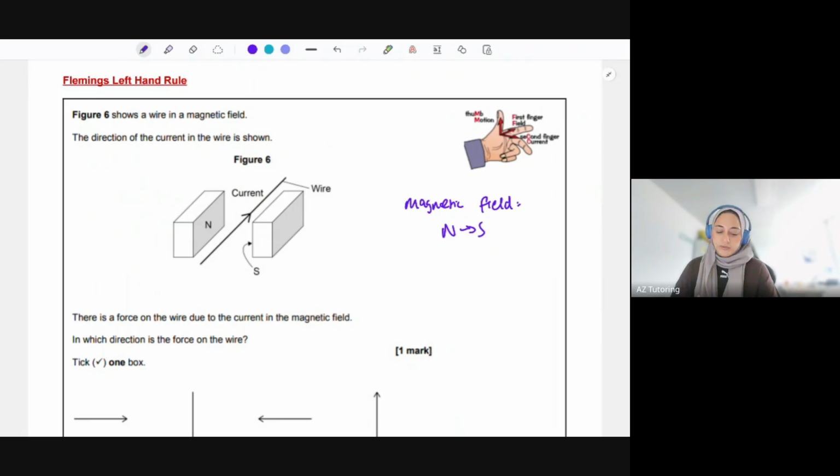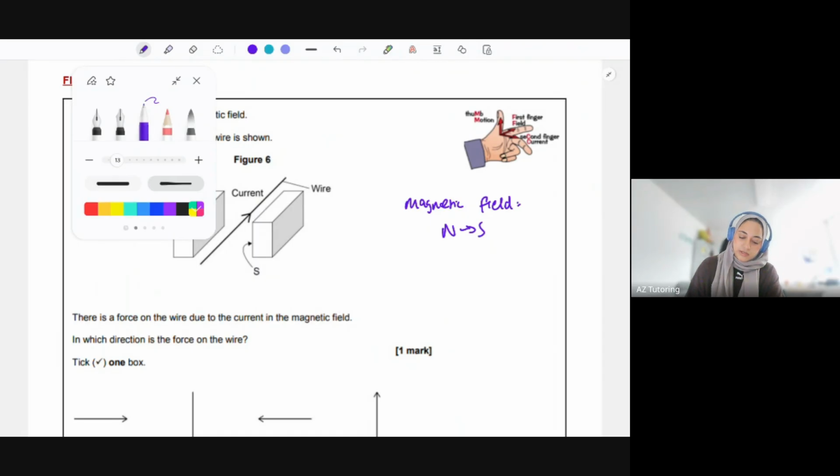So looking at this question, it shows a wire in a magnetic field. The direction of the current is shown. So current's going that way. So my second finger is going towards. I know it's going from north to south, the magnetic field. So I'll draw that in.